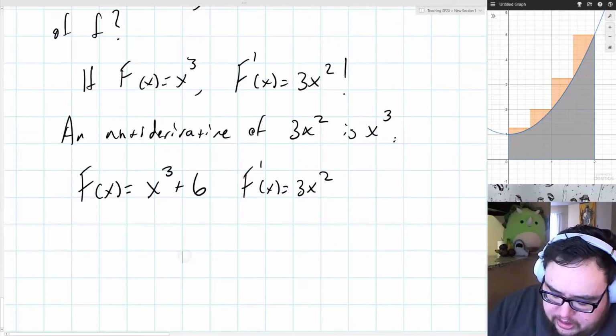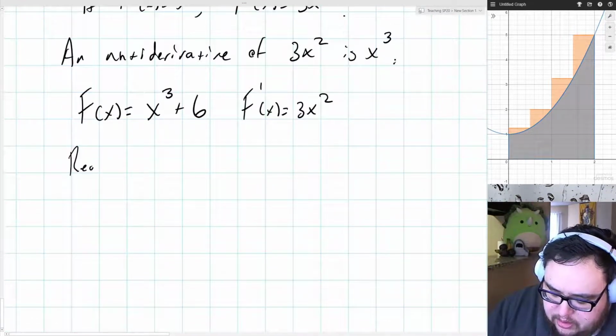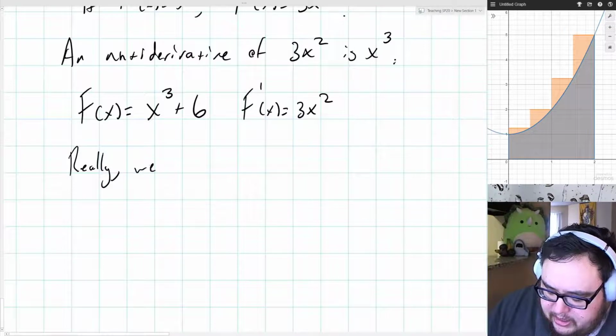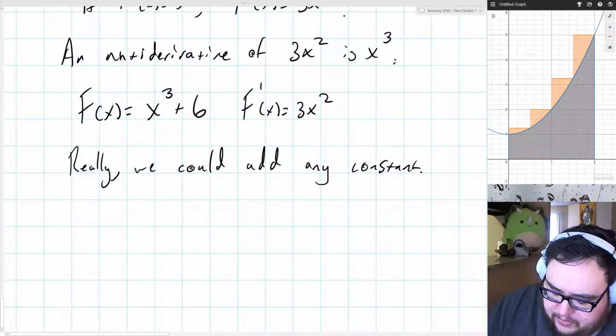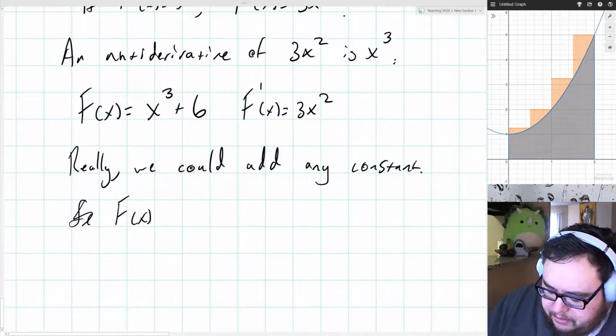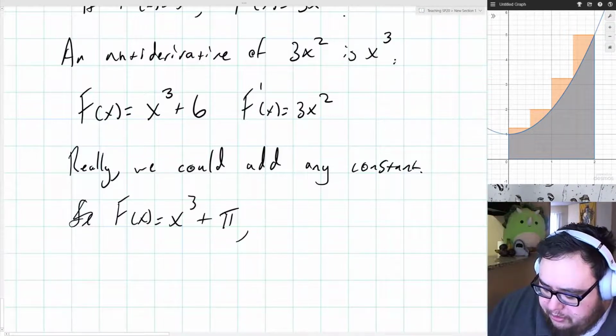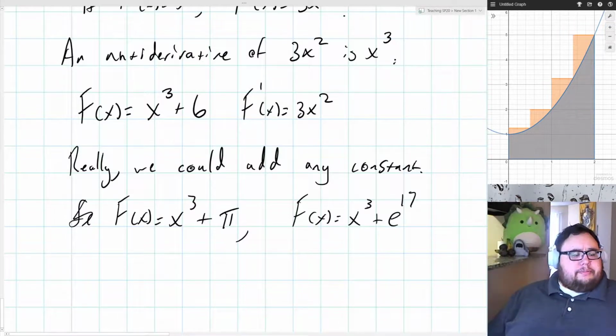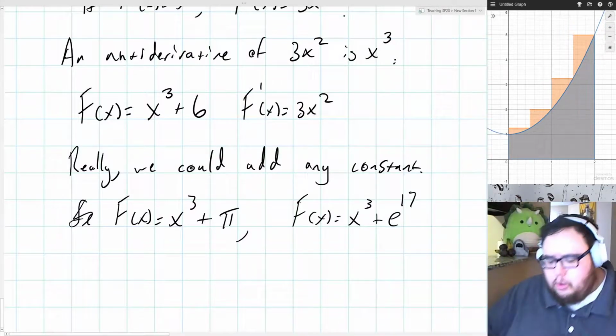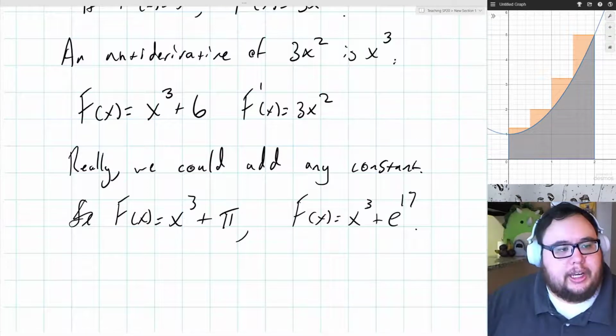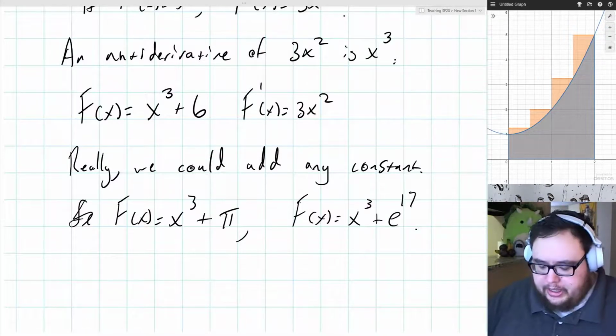So really, we could add any constant. If big F of x was equal to x cubed plus pi, or big F of x was equal to x cubed plus e to the 17th, right? All of these would still bring us to 3x squared after we take its derivative. Okay?